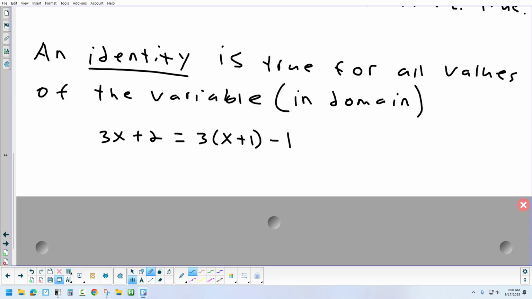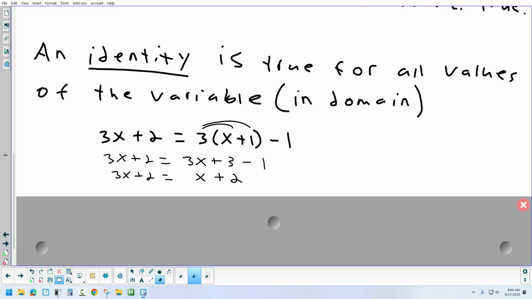right away you might not know that it's an identity, but it is, because when you start to distribute, you get 3x plus 3 minus 1. And when you combine like terms, you get 3x plus 2 equals 3x plus 2. So you have the same thing on both sides. Whenever that happens, that means you have an identity. No matter what number you plug in for x, it will always work. Okay, so that's more of a special case.